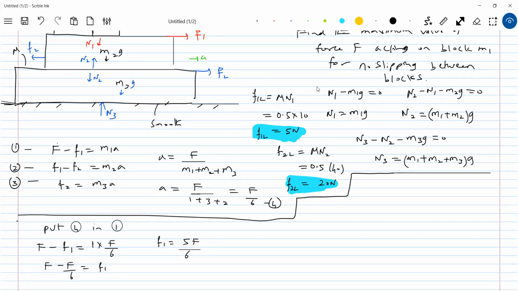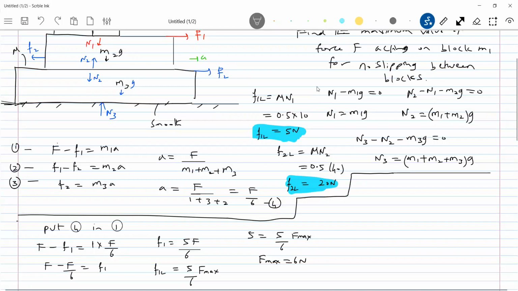So therefore here, this should be when the applied force becomes maximum. Then what about the friction here? It will be F1L. What is F1L equal to? 5 Newton. So this will be 5 is equal to 5 by 6 into F max. So F max I got 6 Newton. Am I right? I have to check it.